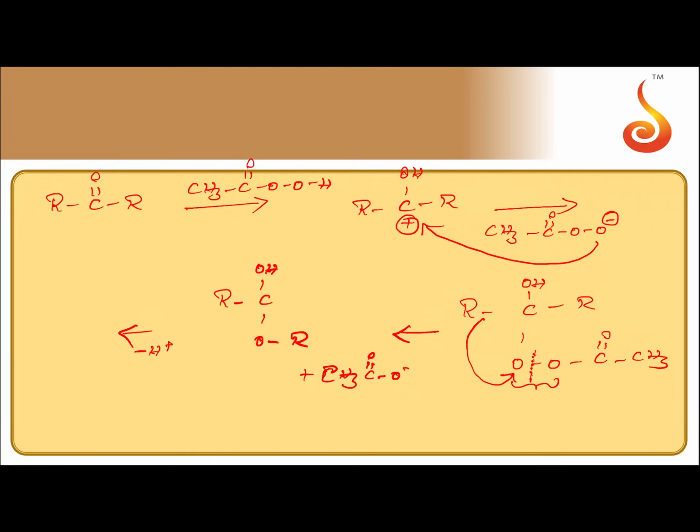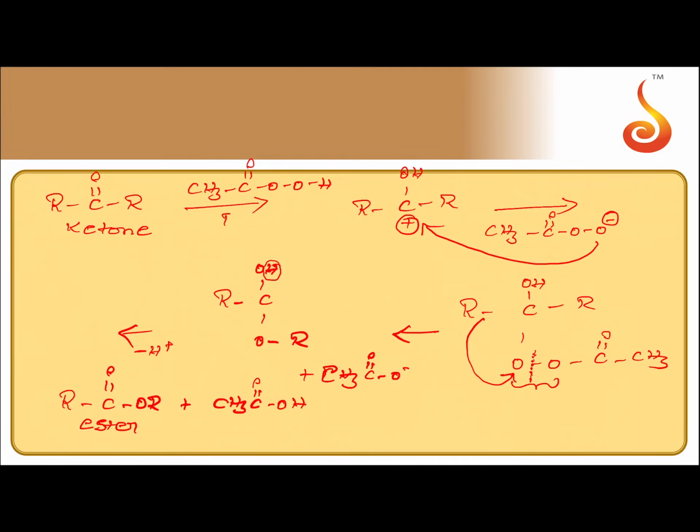The protonated ester loses a proton. So if this proton is lost, what will I get? RC double bond OR plus CH3COOH. Means what will I get? An ester I am getting here. We are getting ester. So again I am repeating.